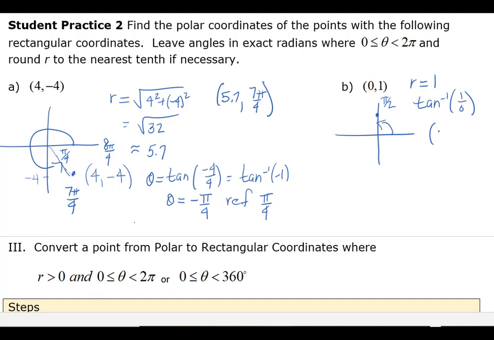So the equivalent to 0, 1 in polar is going to be 1, pi over 2.